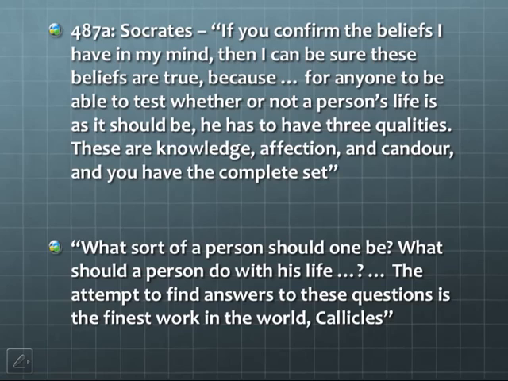Okay. So this slide is the preamble before that section of the text, and Socrates is saying the reasons why he's chosen Callicles as the person to have this debate with. He wants someone who has three qualities: knowledge, affection, and candour. So he wants the person to be intelligent, to have affection towards him, like to be his friend, and also to be honest. That's what candour means, honesty.